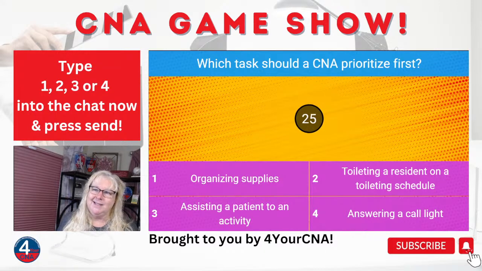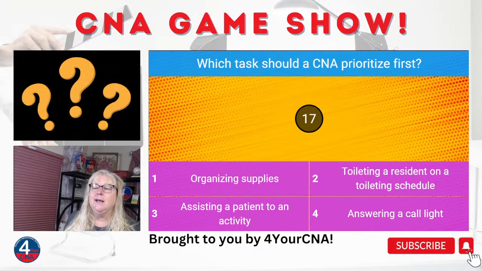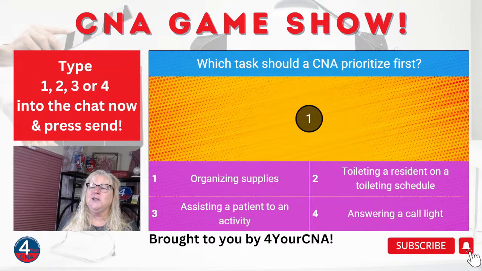Yes, it's tricky, Alexis. 1, organizing supplies. 2, toileting a resident on a toileting schedule. 3, assisting a patient to an activity. Or 4, answering a call light. Tricky, tricky, tricky. 5 seconds left. Go ahead and lock in your final answer, and then we'll talk about this one. And the right answer here is answering a call light.